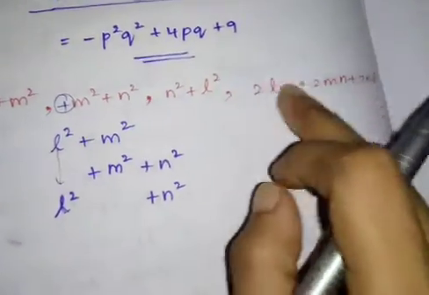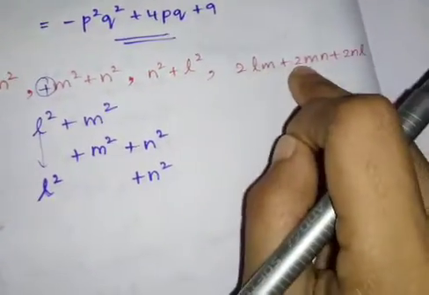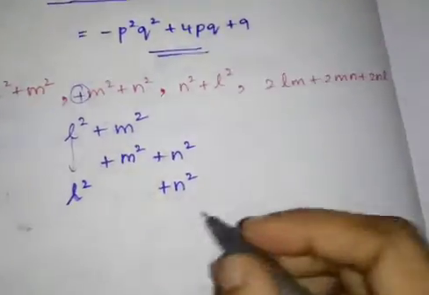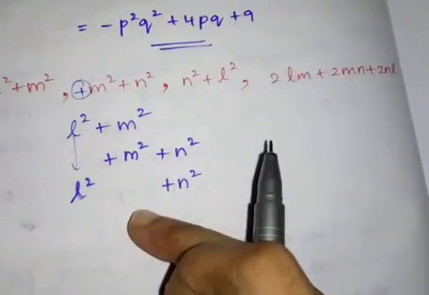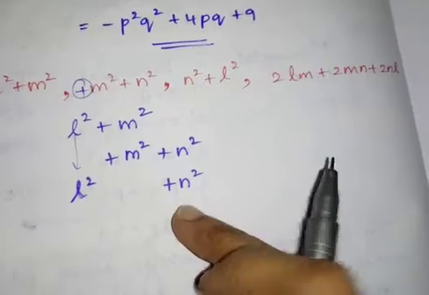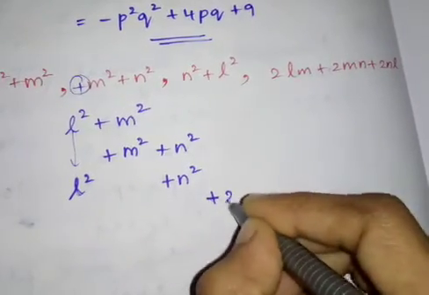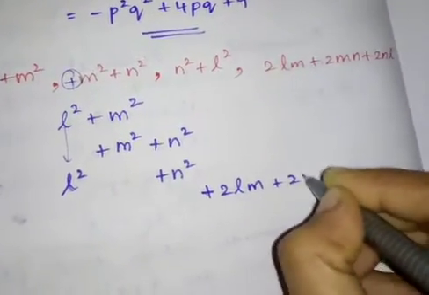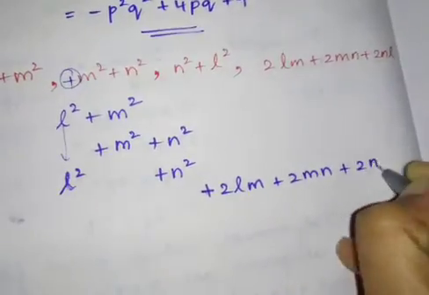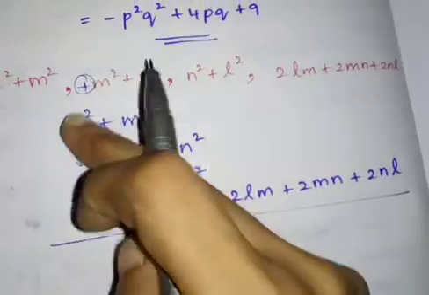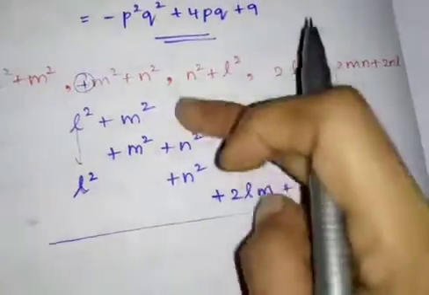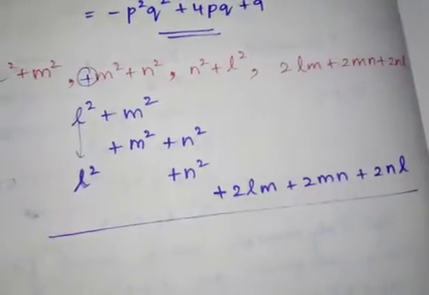Next, 2lm plus 2mn plus 2nl. Where will you write? You will not write here because it's l square. We will not write it here. You will not write here, n square. You will write here as 2lm plus 2mn plus 2nl. Okay. You should write like this, because in this term we will not write, in this term you will not write, in this term you will write. So I will write it as extra.